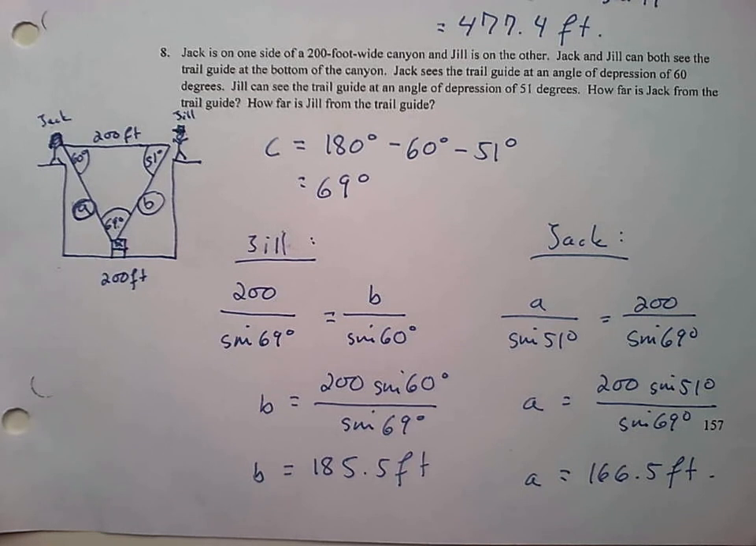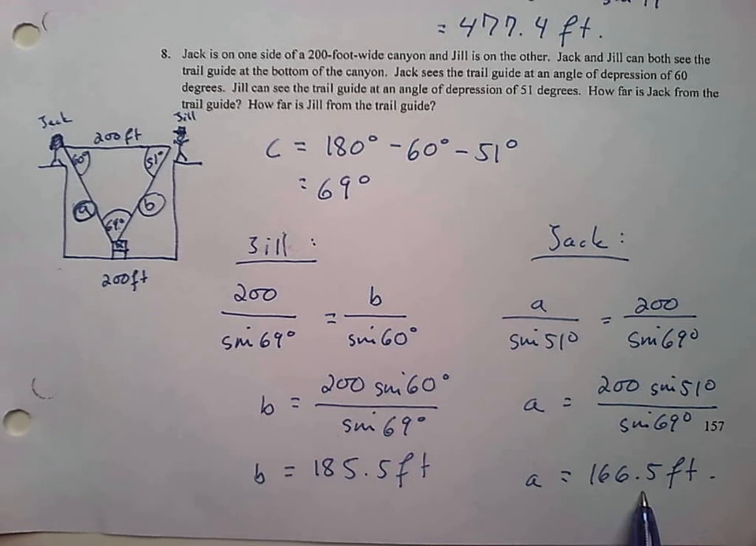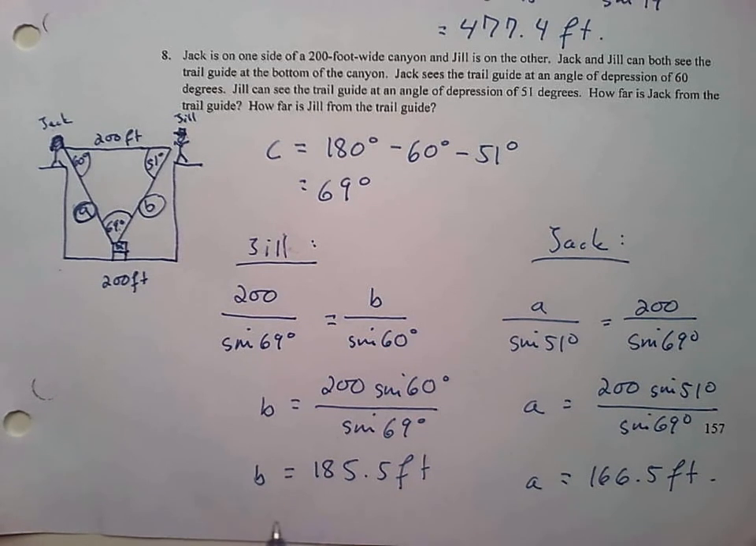So now we figure out that Jack, which is side A, is 166.5 feet away, and Jill, which is side B, is 185.5 feet away. Alright, and now the next page of your notes are our practice problems, but as usual, that is left for you. So therefore, this concludes the lecture video for section 8.2.